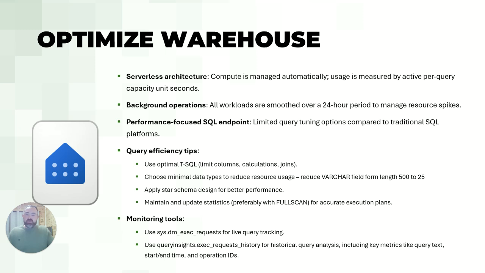The efficiency tips, we want to use optimal T-SQL. So limit the columns that you're bringing in, the calculations, the joins. Choose minimal data types. So if you've got a varchar field, limit the length from 500 to 25. Apply the star schema design for better performance. And maintain and update statistics, preferably with full scan for accurate execution plans. Monitoring tools, use the sys.dm_exec_requests for live query tracking, and use queryinsights.exec_requests_history for historical query analysis.